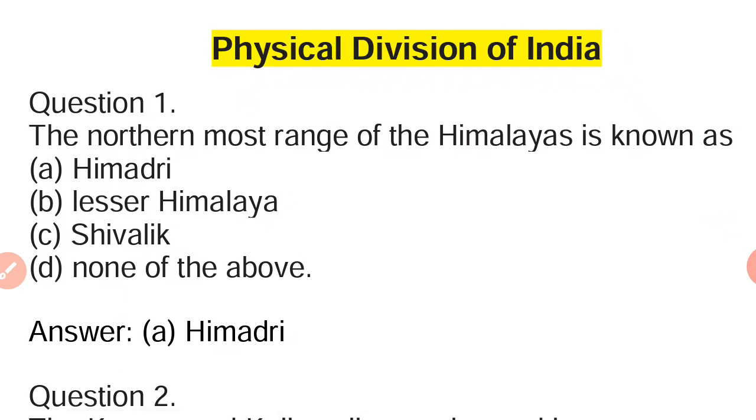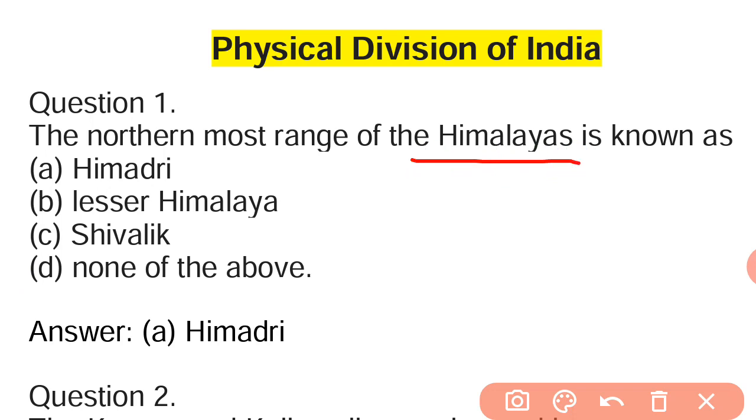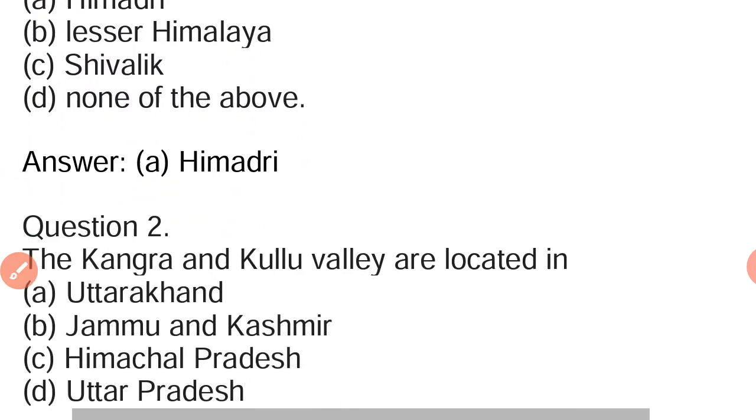Now let's discuss MCQs from Physical Division of India. Question number 1. The northernmost range of the Himalayas is known as option A Himadri, option B Lesser Himalaya, option C Shivalik, option D none of these above. Right answer is option A Himadri. Next question.